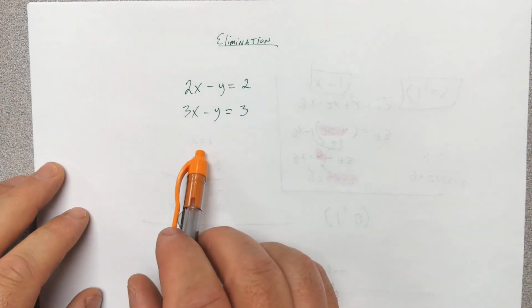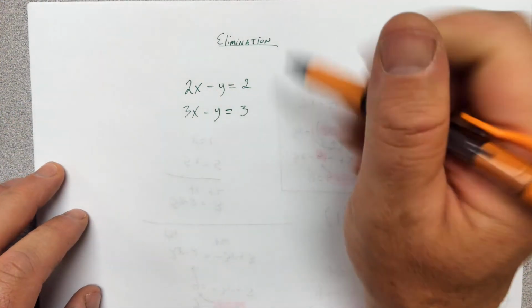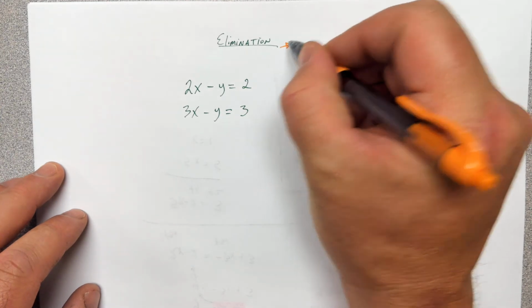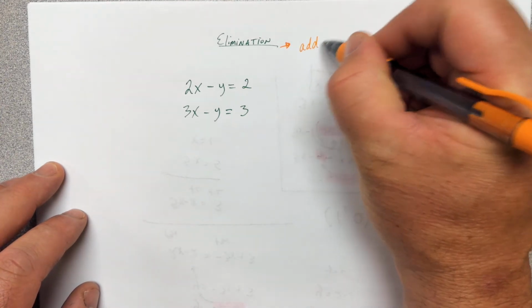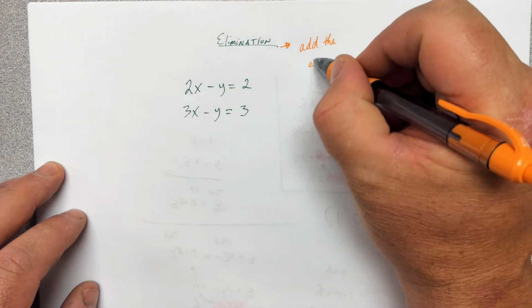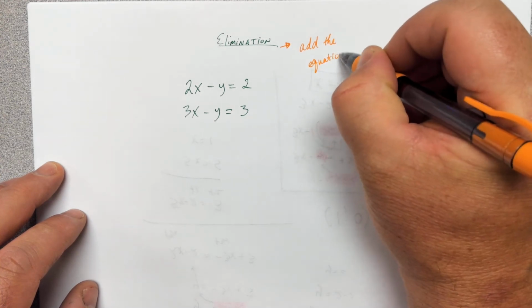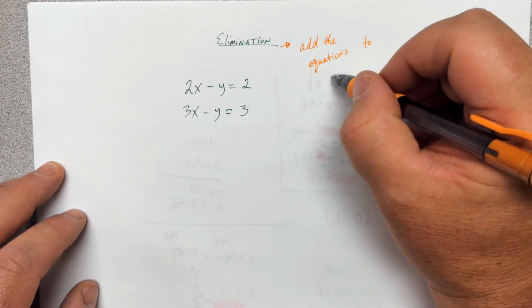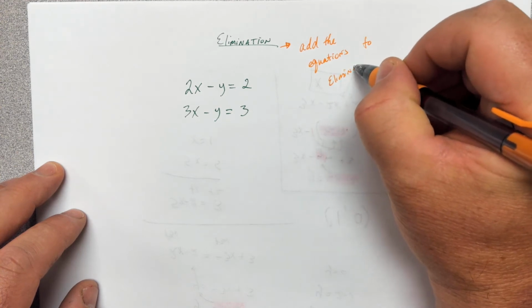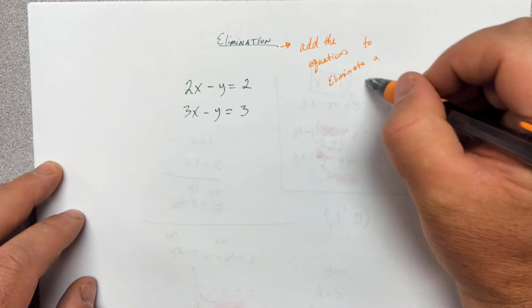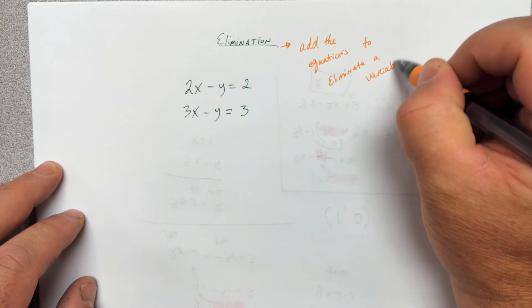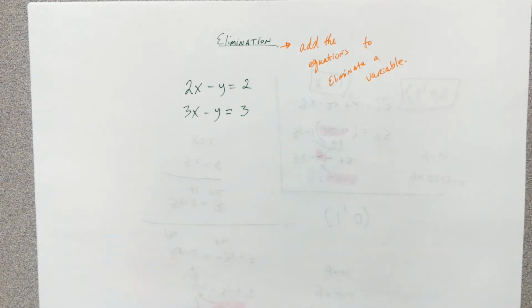So what we're really going to do is add the equations, to eliminate, to remove, to get rid of a variable. That's the idea, that's how we want to go about this. We want to add them together so that one of the variables goes away.